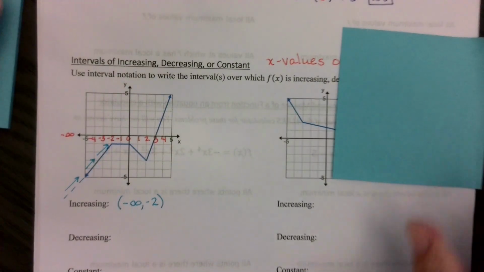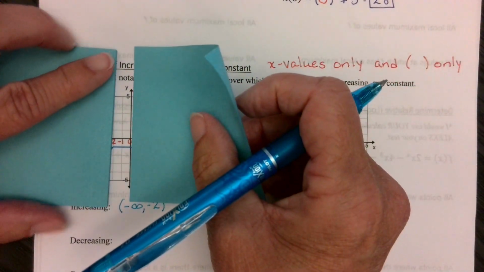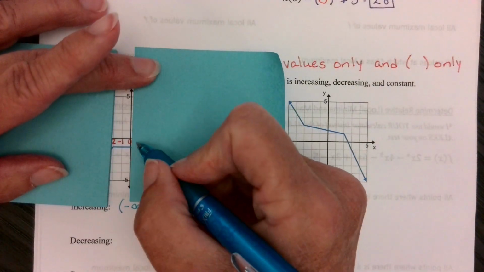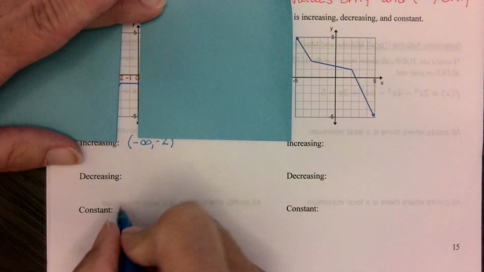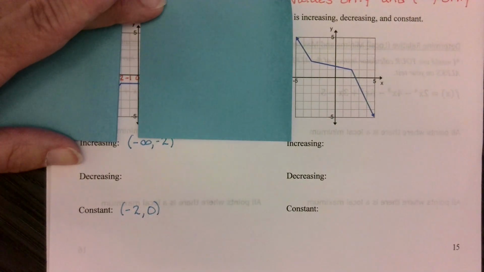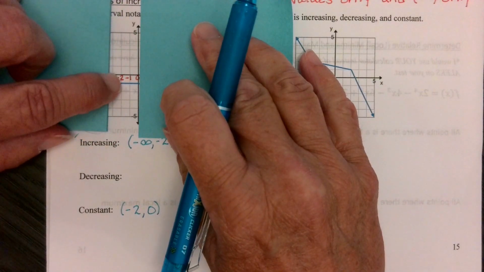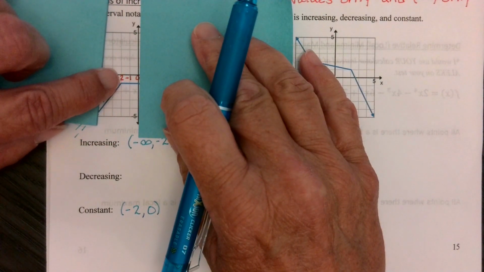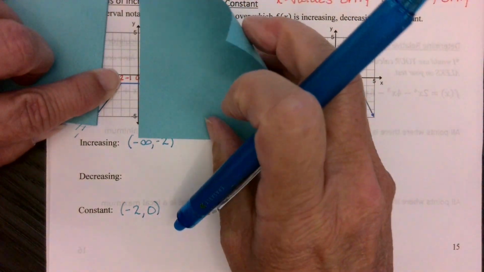Then it just stays constant from that -2 to 0. So parenthesis -2 to 0, and again parenthesis because at that point it's not increasing, it's not decreasing, it's not constant. It can't be increasing and constant at the same time. It's one or the other or neither.